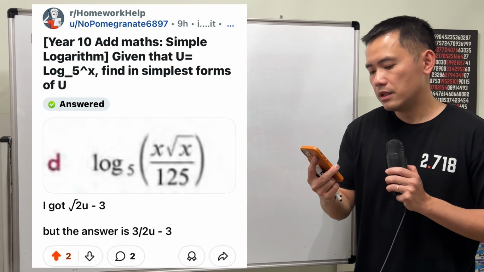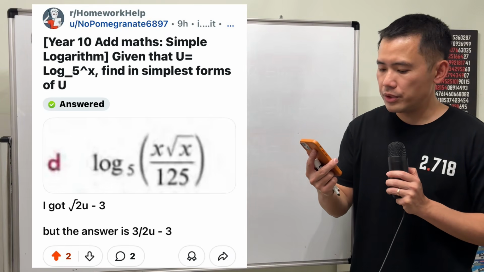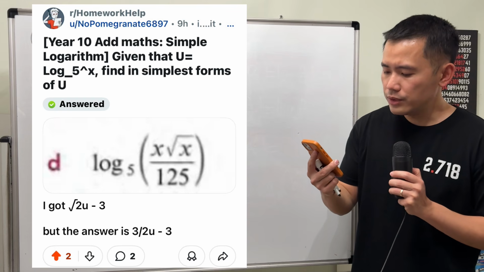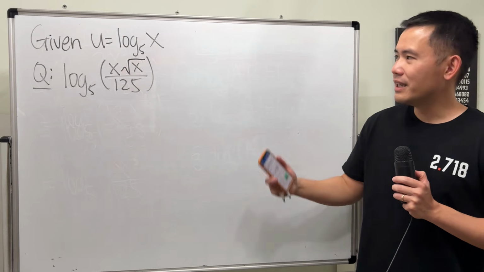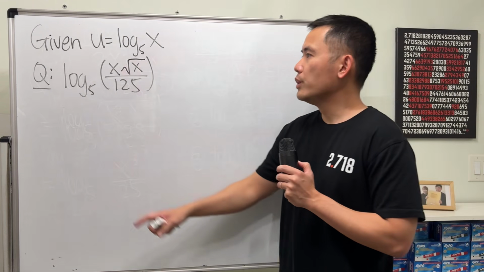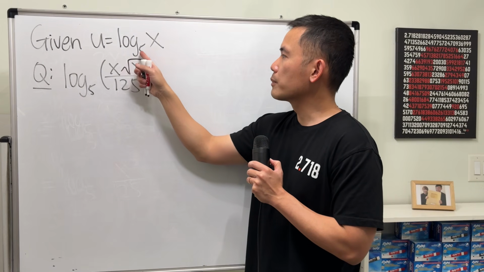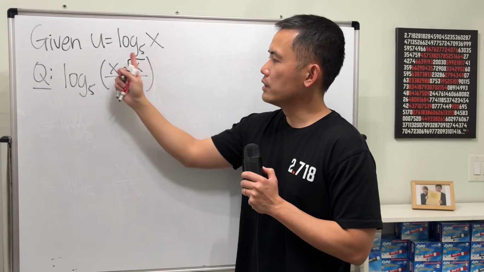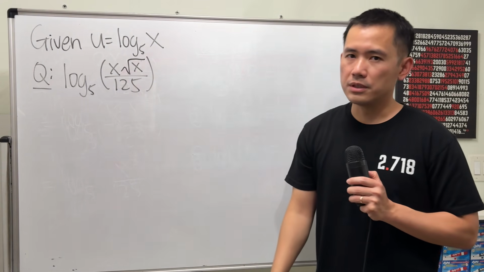Simple logarithm. I got square root of 2 times u minus 3, but the answer is 3 over 2 times u minus 3. Okay, let's have a look. Right here, we are given that u is equal to log base 5 of x, and the goal is to figure out this log expression in terms of u.